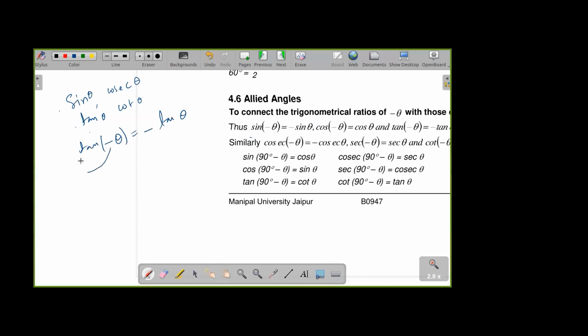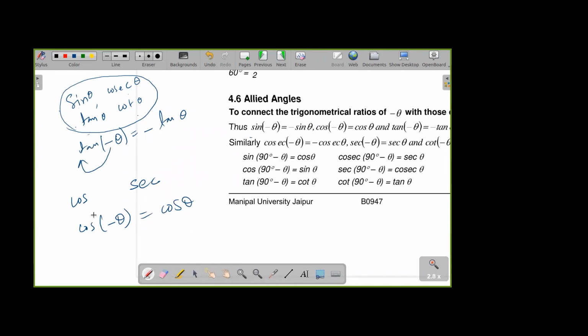So this rule will be followed in all these: sine, cosec, tan, cot. It will not be followed only in cos and its reciprocal, sec. Like cos minus theta will be cos theta. There will be no impact of the minus. So you can ignore the minus in terms of cos.